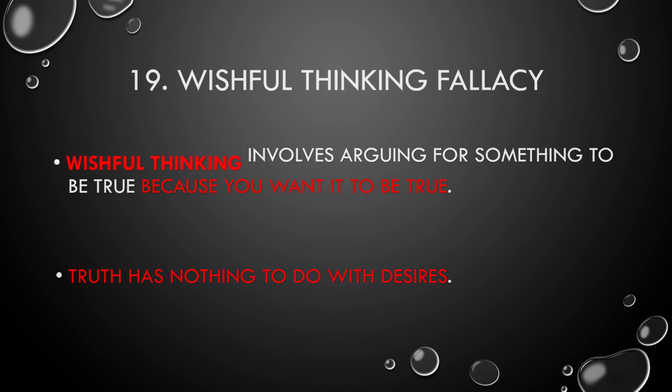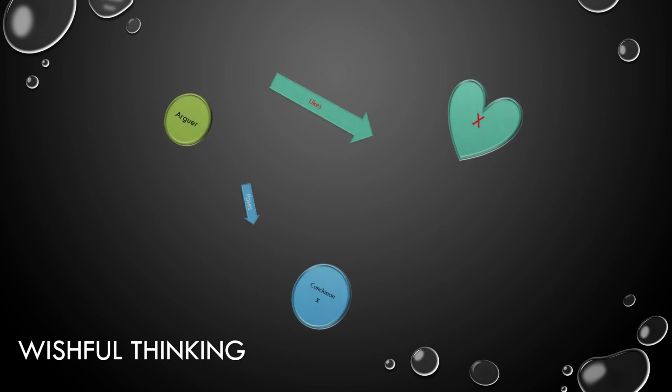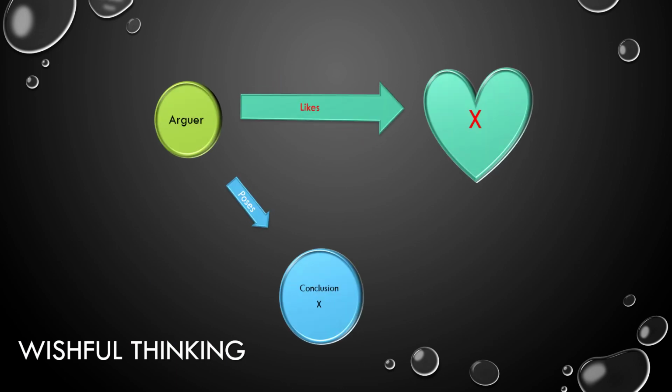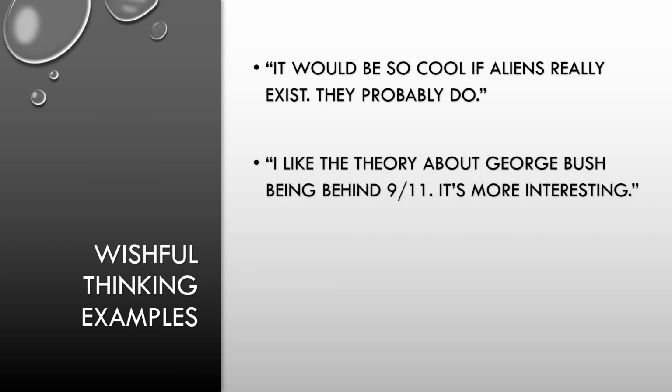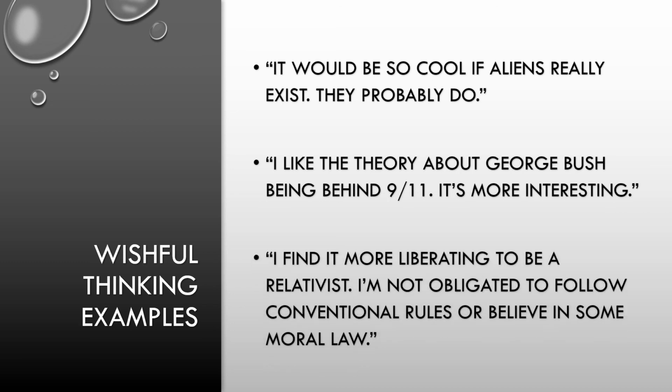Now, if we were to schematize it, again, it would look something like this, which should be very familiar to you at this point. The arguer likes X, whatever that is, and then they're going to pose the conclusion being X. Some examples of wishful thinking. It would be so cool if aliens really exist, so they probably do. I like the theory about George Bush being behind 9/11. It's more interesting. And finally, I find it more liberating to be a relativist. I'm not obligated to follow conventional rules or believe in some moral law.